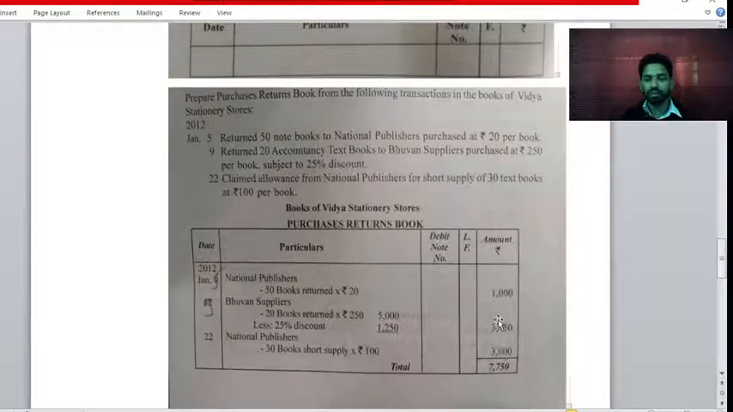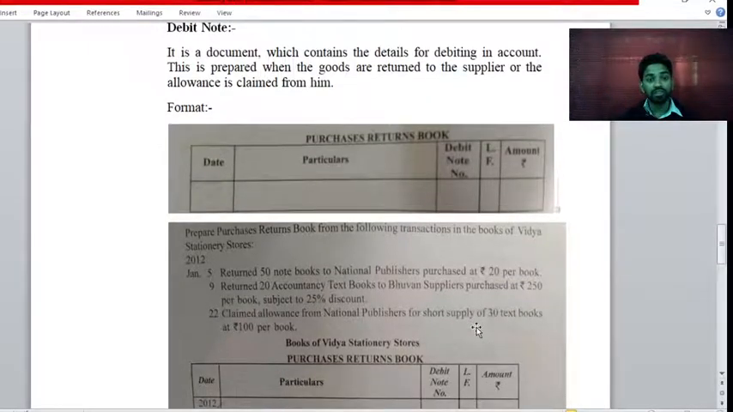Now make the total: 1000 plus 3750 plus 3000. The total is 7750. This is how we prepare the purchase return book.